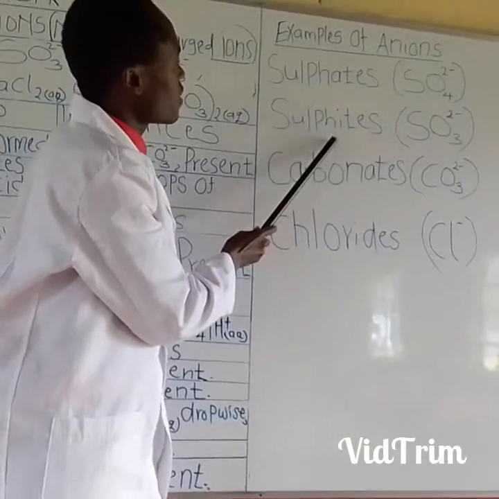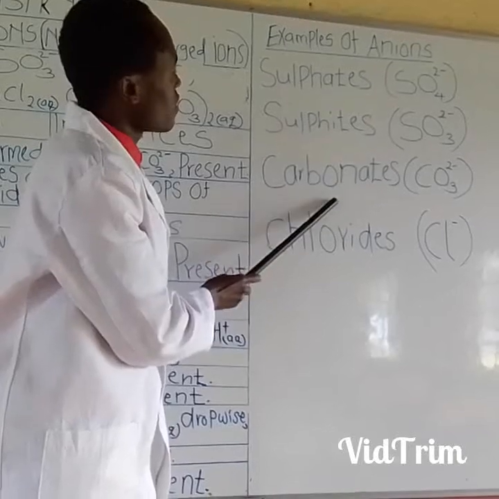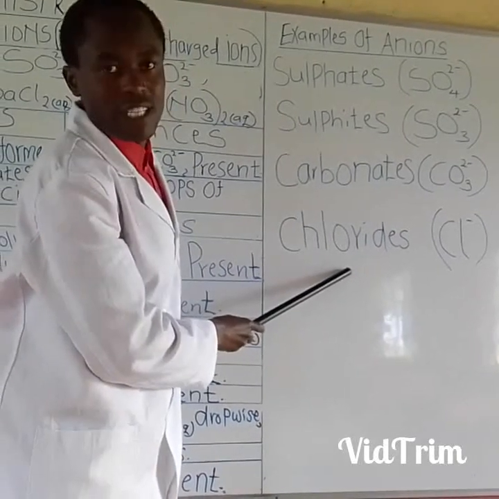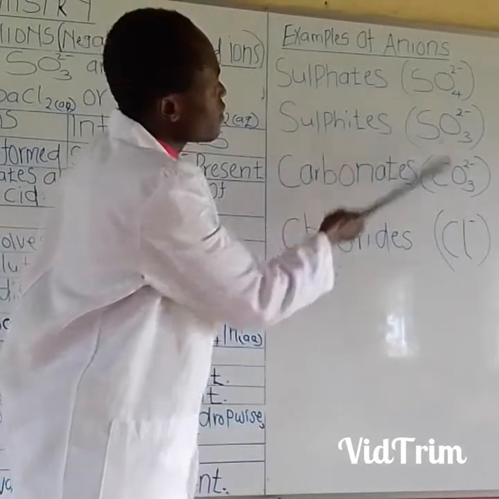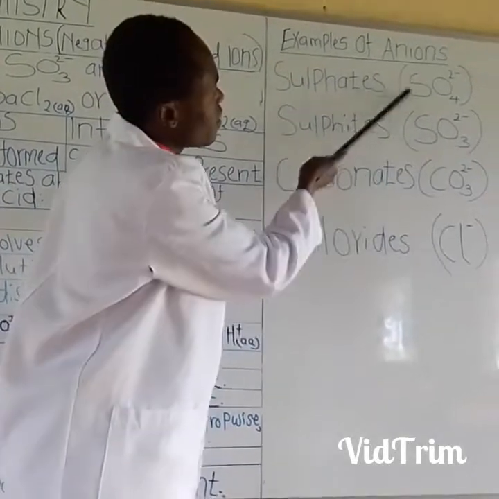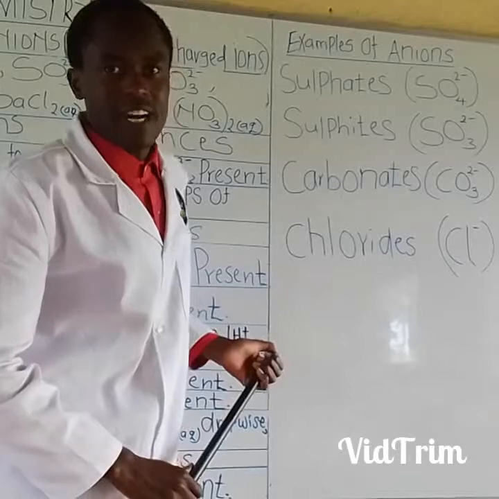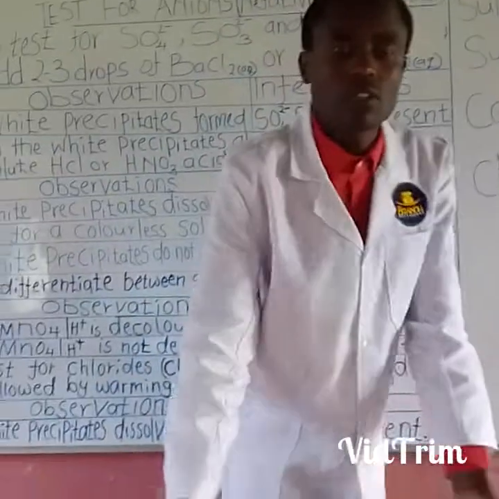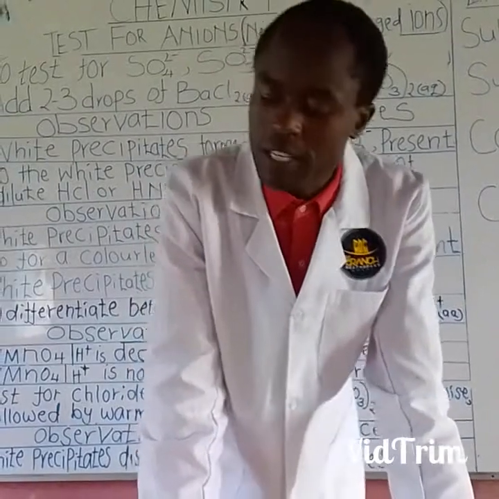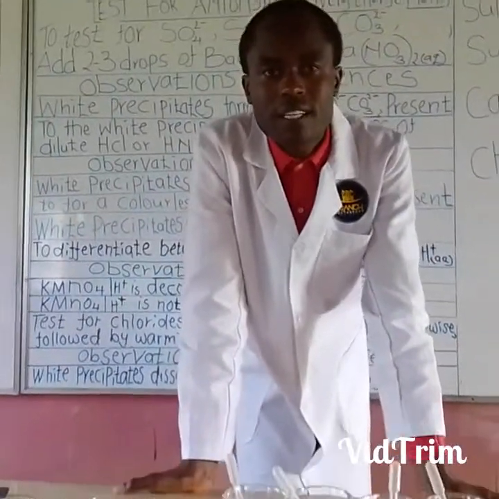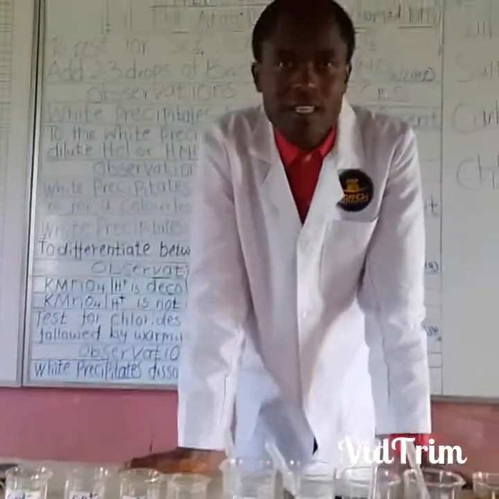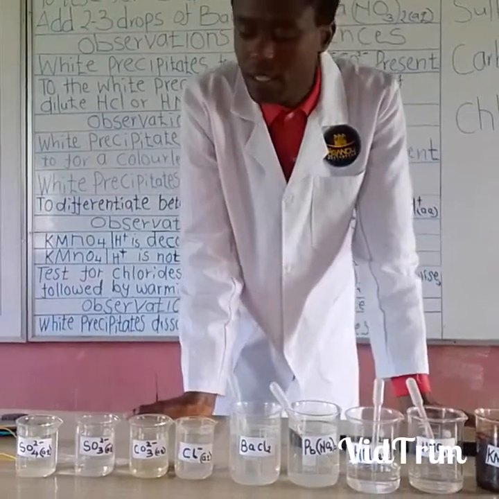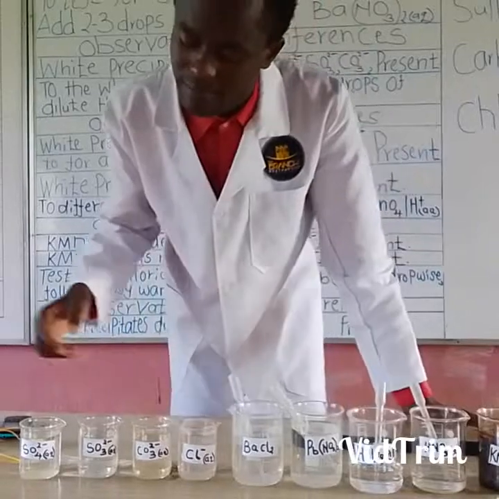Sulfates, sulfides, carbonates, and chlorides. So as you can see, their chemical symbols, they are negatively charged anions. Also, I can take you through the chemicals that I have with me here so that we familiarize ourselves with them. Okay, let me start from my right here.